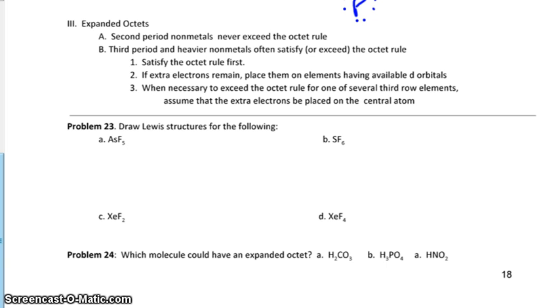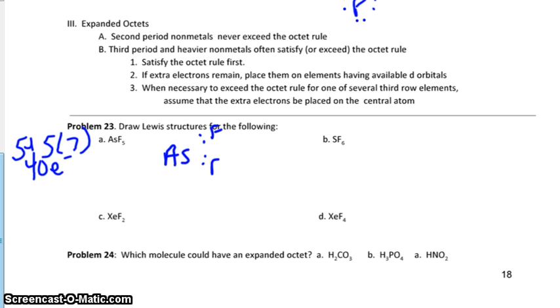Here's arsenic pentafluoride. Arsenic has 5 and then 5 fluorines. Let's check this out. So we have 5 plus 5 times 7. We're talking about 40 electrons. Let's try this. So arsenic, all right, so we have 5 fluorines. We got to make sure we have enough. So I've actually used up 10. I have 30 left. 2, 4, 6, 8, 10, 12, 14, 16, 18, 20, 22, 24, 26, 28, 30. I'm done. Each fluorine has 8 around it. Arsenic has 10. That's perfectly fine.